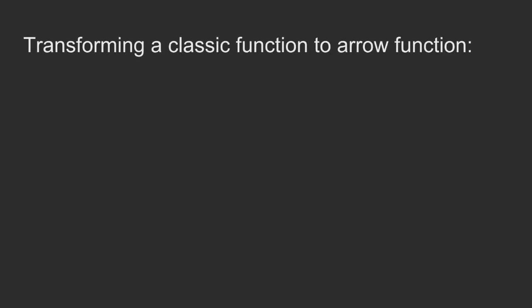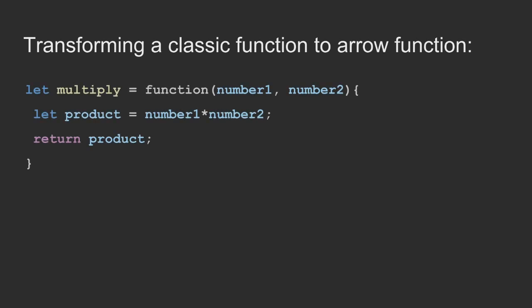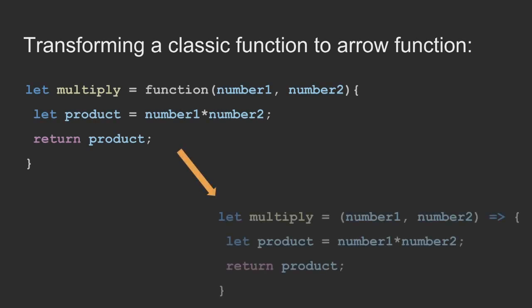Let's start by converting a classic function into an arrow function. Take this multiply function for example. Here's the equivalent arrow function code. We dropped the function keyword and introduced the trademark equal to greater than symbol between the function parameter brackets and the body. And that's mostly about it. We have the arrow function implementation of that function.